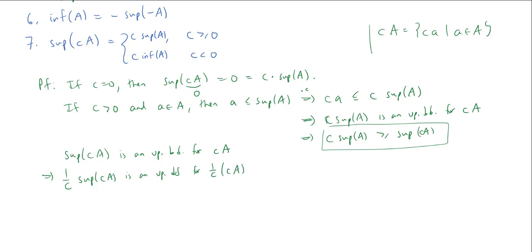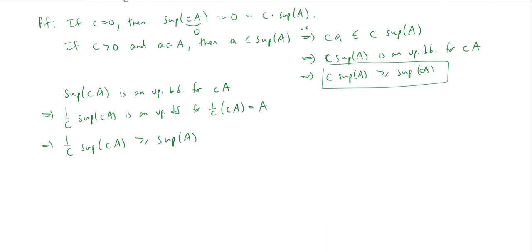But 1 over C times CA, that just means I take everything in A, multiply it by C, and then multiply it by 1 over C, which is like I didn't really do anything at all. So this is just the set A. Okay, so 1 over C times the supremum of CA is an upper bound for A, which means that 1 over C times the supremum of CA must be at least as big as the supremum of A. Well, now let's multiply by C. Now I know that the supremum of CA is at least as big as C times the supremum of A.